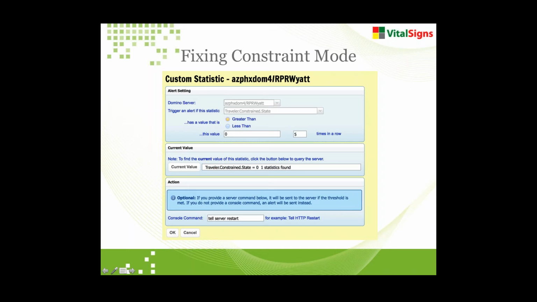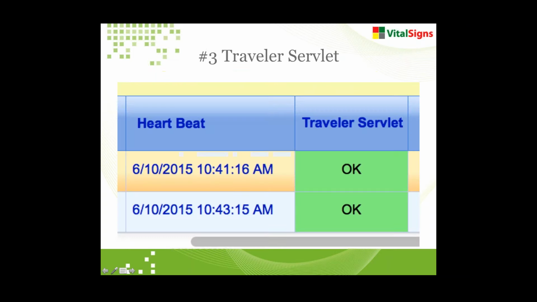What action do you want it to take? The action could be to send the remote console command, tell server restart. You can do this kind of thing for literally any statistic that Domino tracks. So that's super cool.